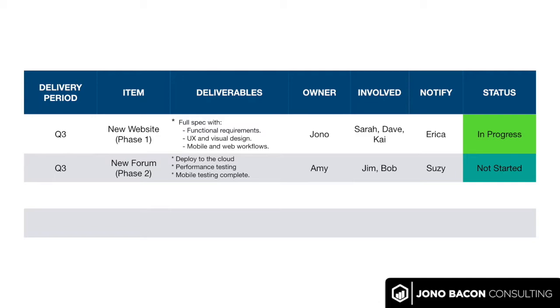Now, that time frame may be H1 or H2, like which half of the year. It could be quarters that you target it to. It could be months. But you basically say, these are the things we're going to work on, and these are the month, the quarter, the half of the year that it's going to be delivered.